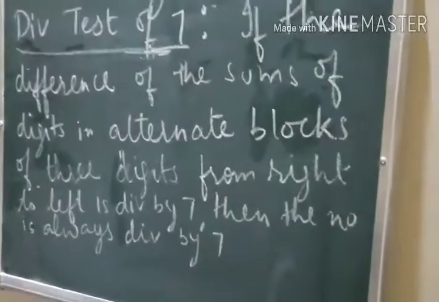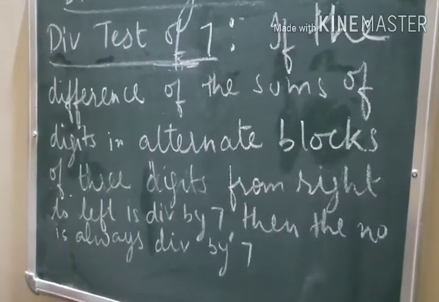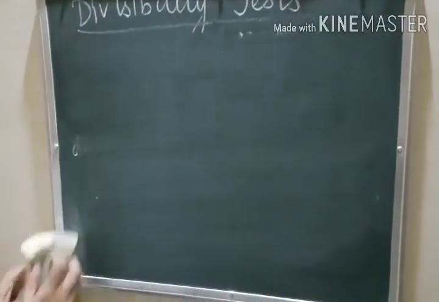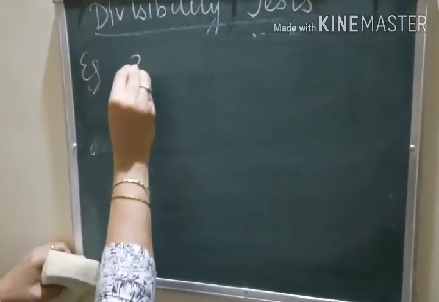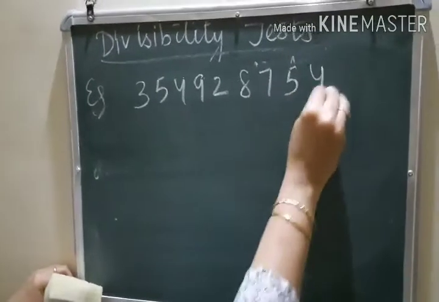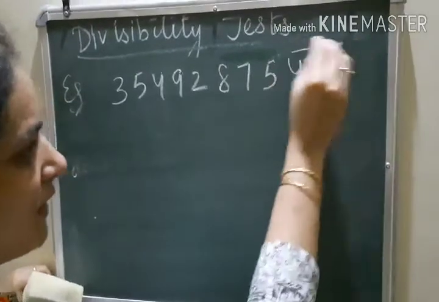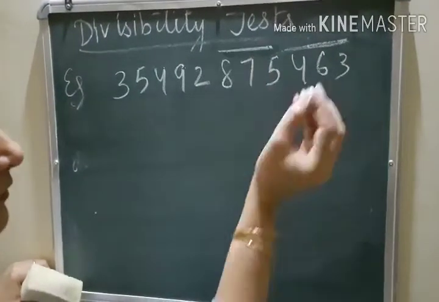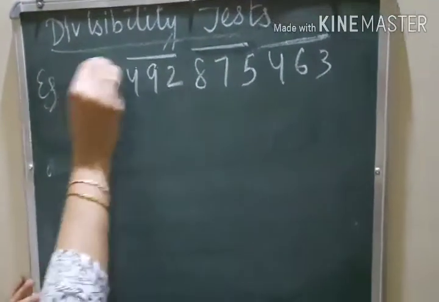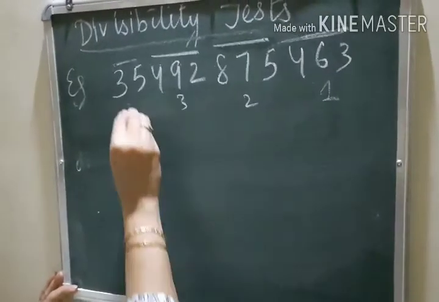What does it mean? Whatever number is given, you have to form the blocks of 3. So let's take an example for this. Suppose the number is 35492875463. What you have to do is start taking the blocks of 3 from the back. 1, 2, 3, and this number is left. This is the first block, this is the second block, this is the third, and this is the fourth block.